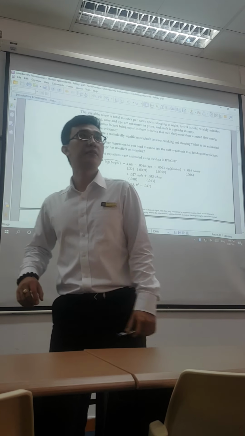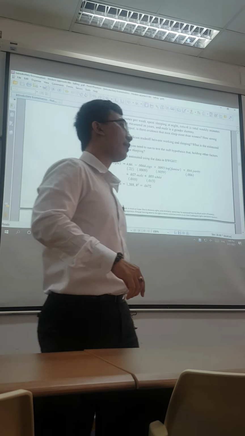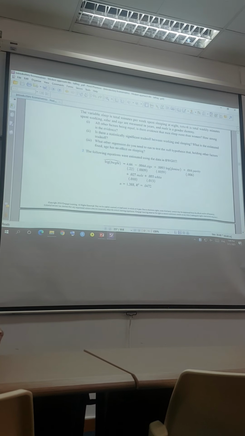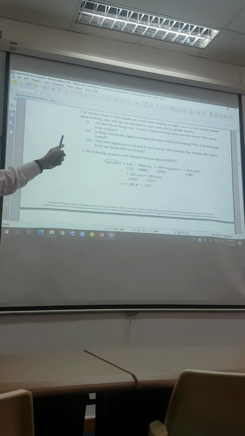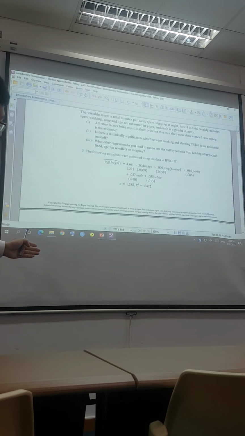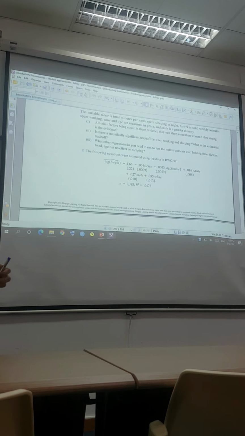Negative sign means that the more you smoke, the lower the weight your child will have. And first thing you need to say is about the sign. So is that a negative relationship between cigarettes and birth weight? Okay? And second thing, significance. We're gonna do the t-test.